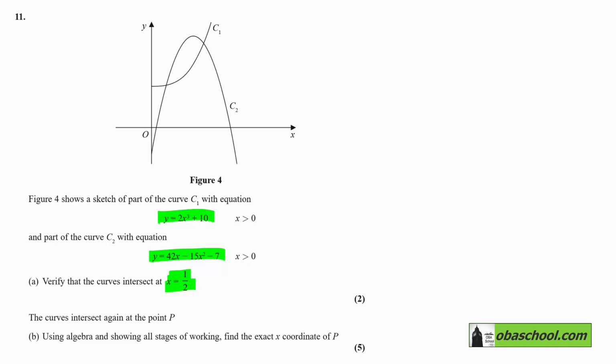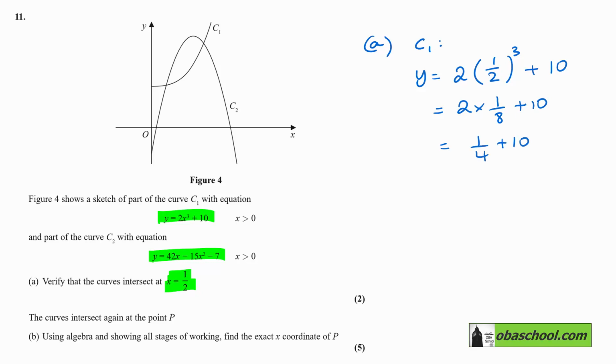So, we don't need to do any solving here. We can just show that when x is a half, the y coordinates are equal. So, for C1, y is equal to twice 1/2 cubed plus 10. So that's 2 times 1/8 plus 10, which is 1/4 plus 10, which is 10 1/4, or 10.25.